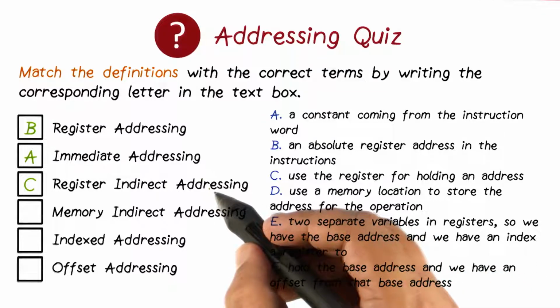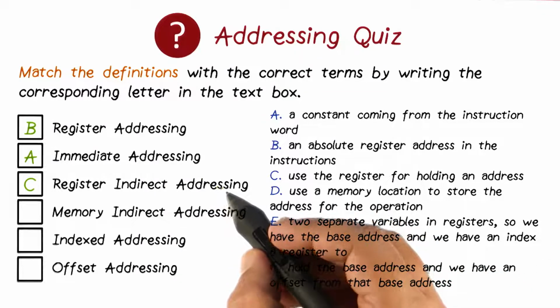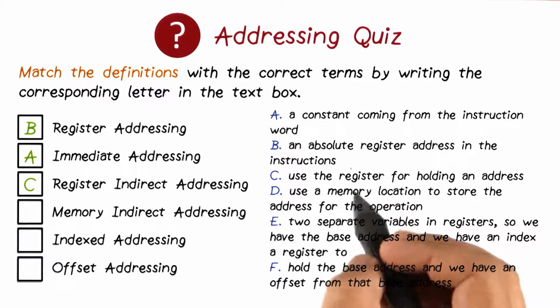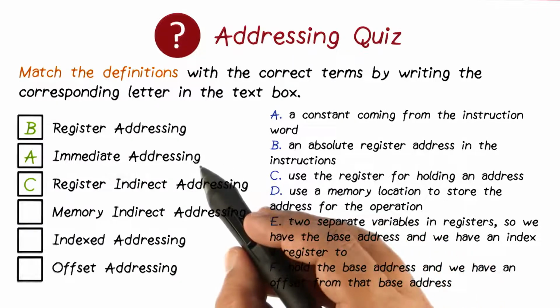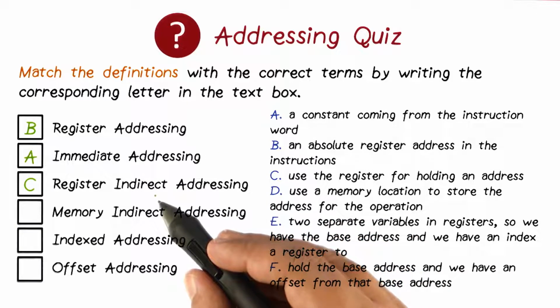Now you may ask me, why is this mode used? Because the memory addresses can be very long, and we may not have enough number of bits to hold them as a part of the immediate addressing. That is why we will try to use register indirect addressing to hold those addresses.